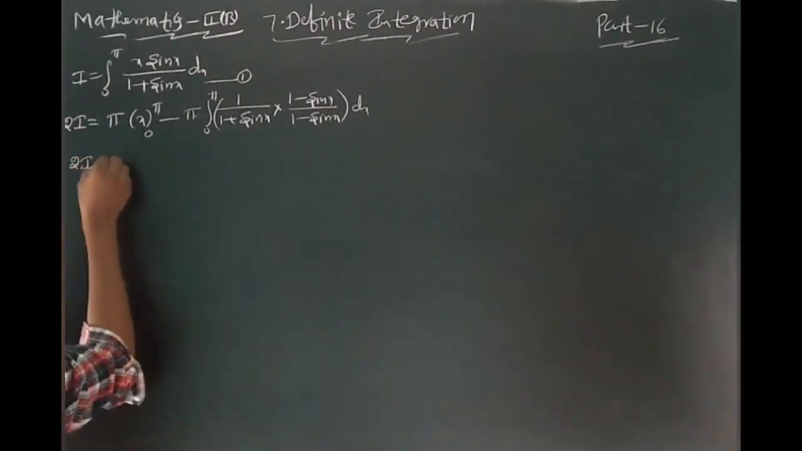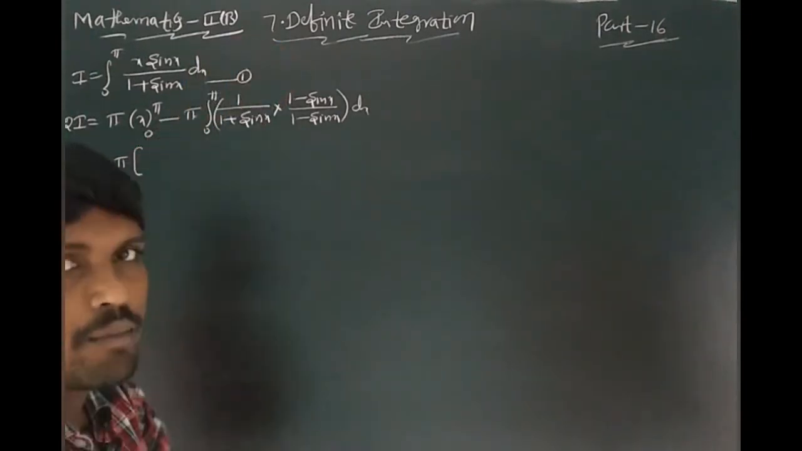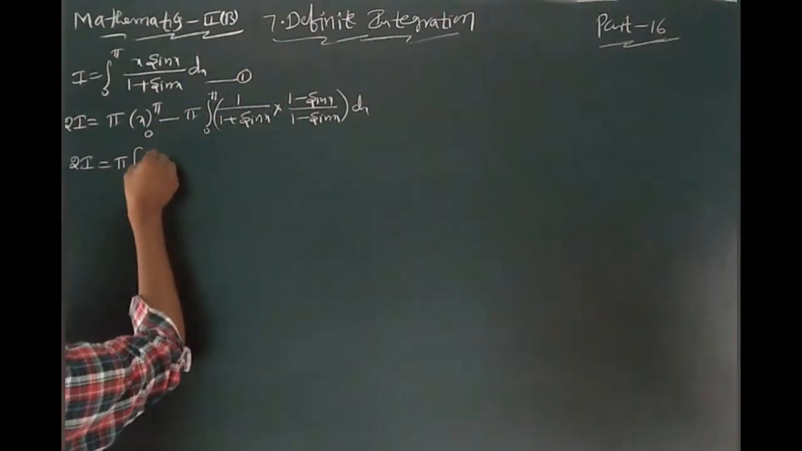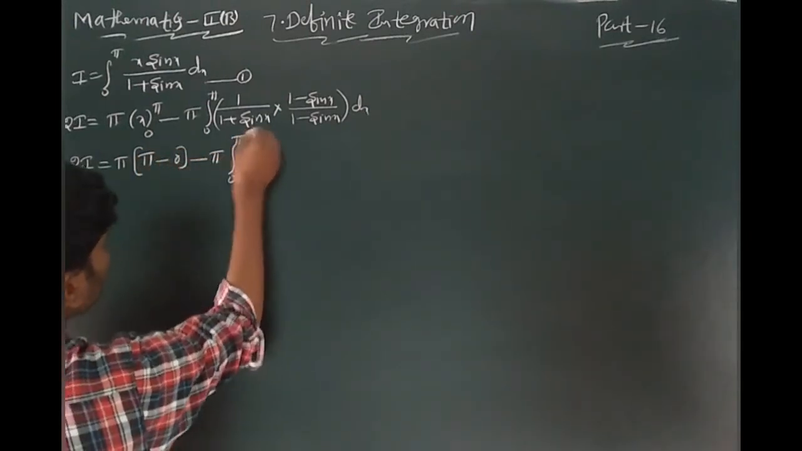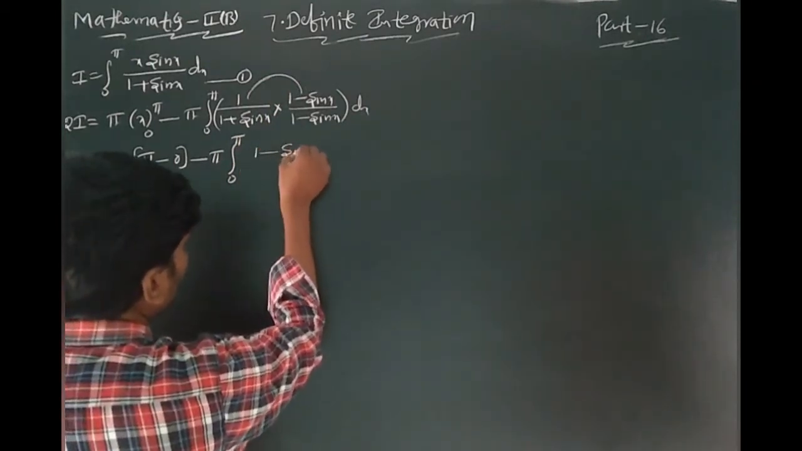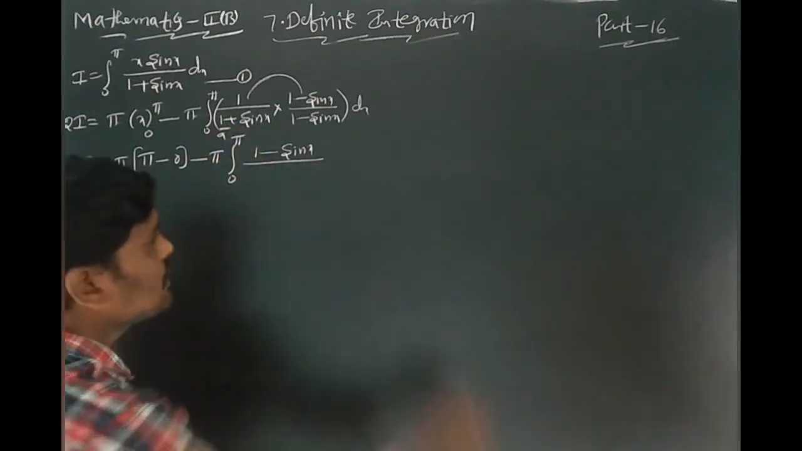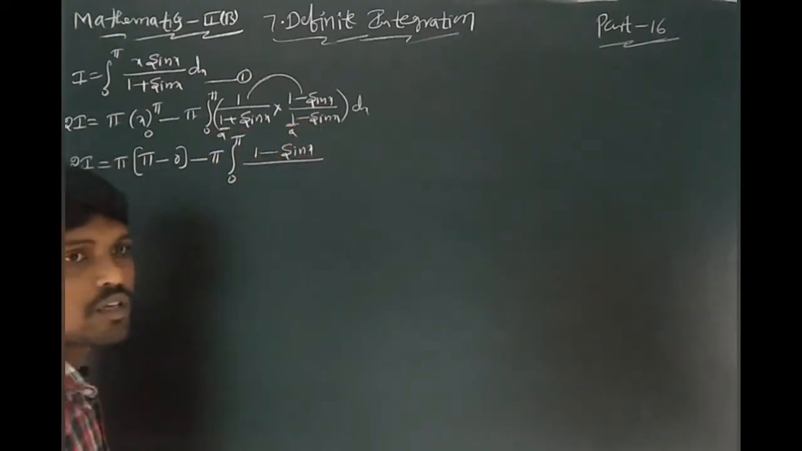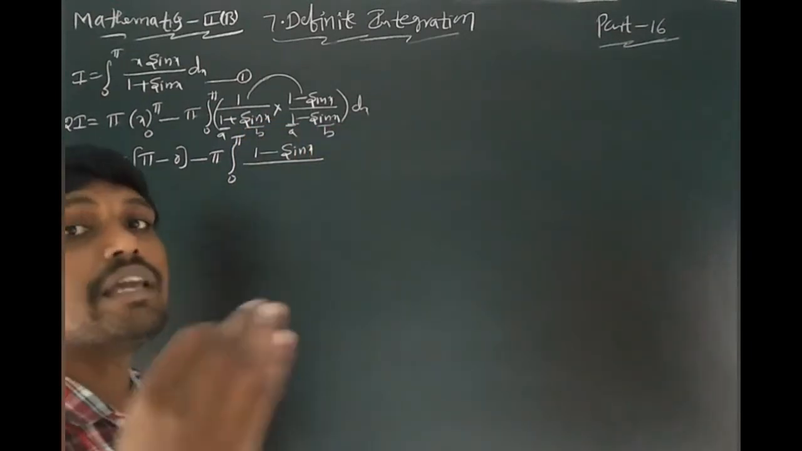2I is equal to pi into integral 0 to pi, applying the upper limit and lower limit. What is the upper limit? Upper limit is pi, lower limit is 0. Pi into integral 0 to pi, 1 into (1 minus sin x) divided by, suppose this is a and sin x is b, here also it will be (a plus b) into (a minus b).